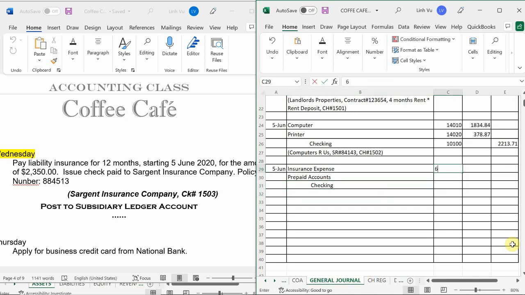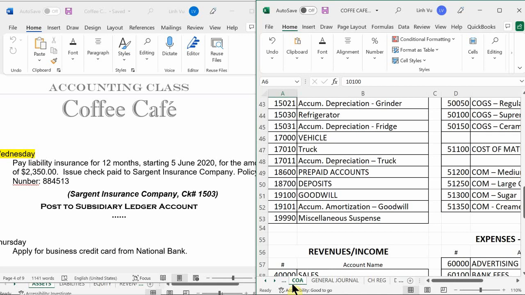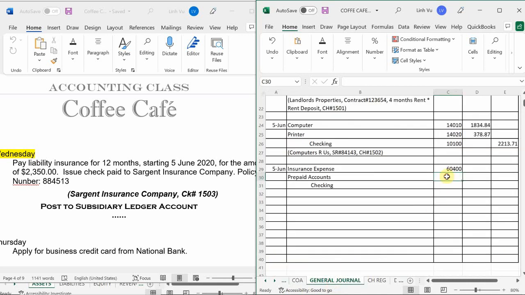Okay, so let me see, that was 6,400. Prepaid accounts is 18,600. And we know checking is 10,100. So we know this much, right? We know that we paid a grand total of $2,350.